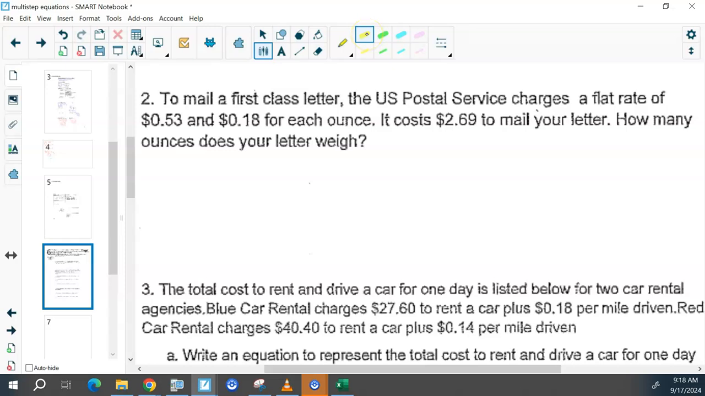Alright, so let's read this together. To mail a first-class letter, the U.S. Postal Service charges a flat rate of 53 cents and 18 cents for each ounce. It costs $2.69 to mail your letter. How many ounces does your letter weigh? What do you feel is important here?